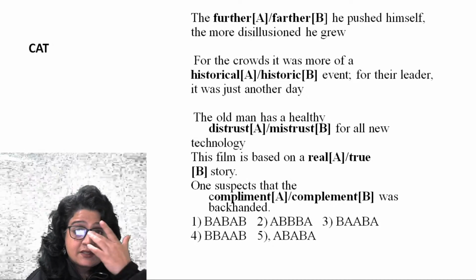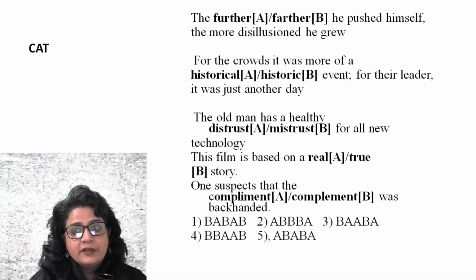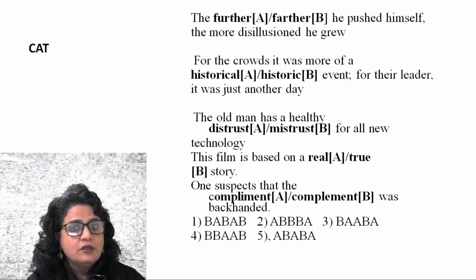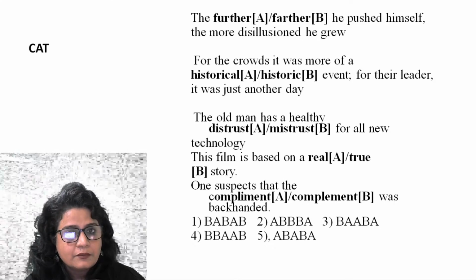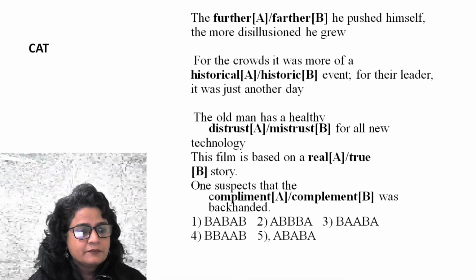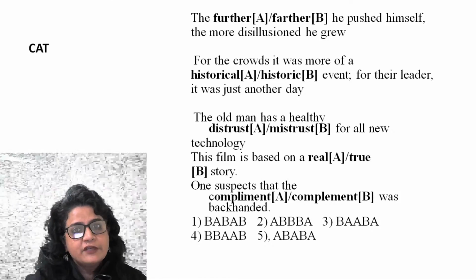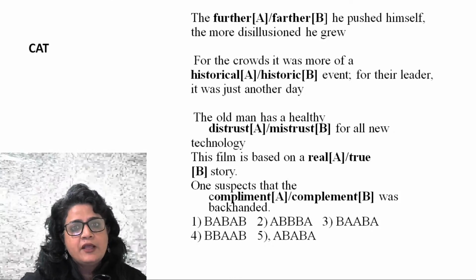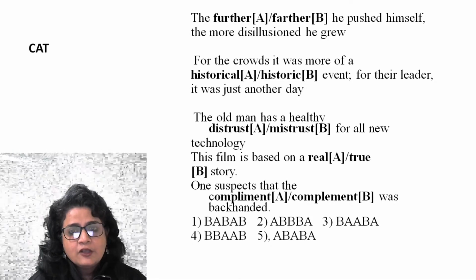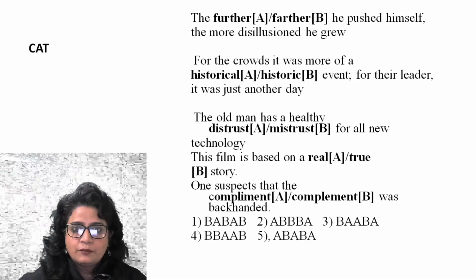Next question is, the further and the farther he pushed himself, the more disillusioned he grew. So look at the sentence here. So further and farther. So farther is for distance, further is for additional. Alright? So the further he pushed himself, the more disillusioned he grew.